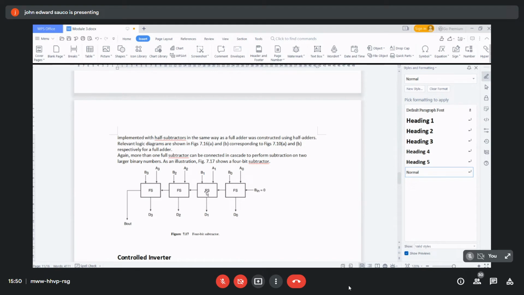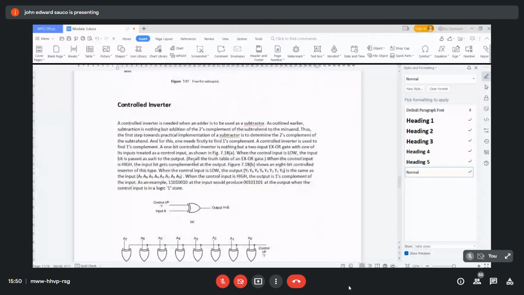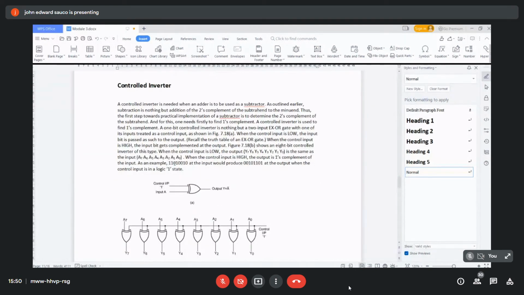So, the half subtractor and half adder are 1 bit. It is just like this. So this one is 2 bits, okay? So, this next part is about the controlled inverter.